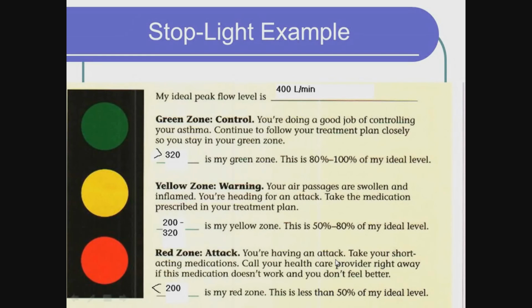It's a much more objective way of expressing it rather than just having that feeling. Those of you who may have asthma know what I'm talking about. There's a certain feeling that you have that it isn't a good day, and this is an objective way of expressing that. So 80 to 100, 50 to 80, and less than 50.